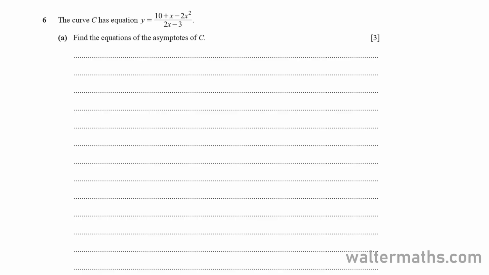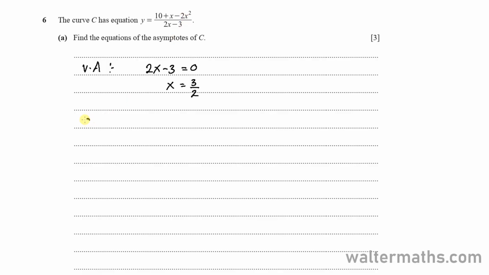Question number 6. The curve C has the equation y is equal to 10 plus x minus 2x squared all over 2x minus 3. On A, find the equations of the asymptotes of C. So here I'll start with the vertical asymptote. For the vertical asymptote, I will set the denominator to 0. So here I'll say 2x minus 3 equal to 0. And here x will come out as 3 over 2. So this here is the equation of the vertical asymptote.